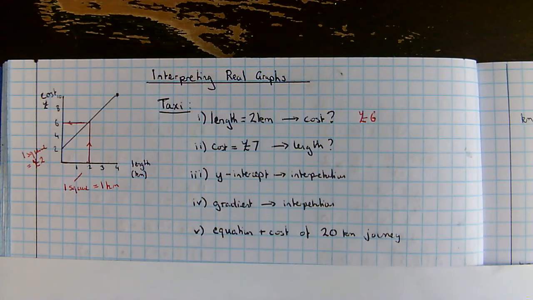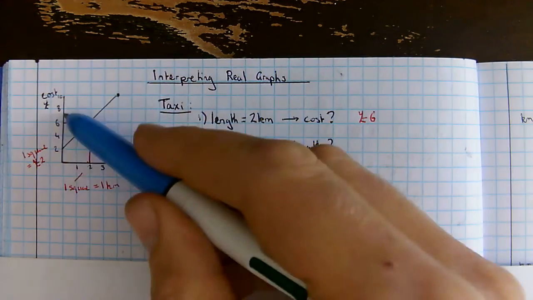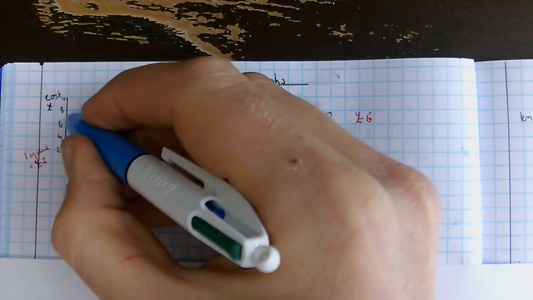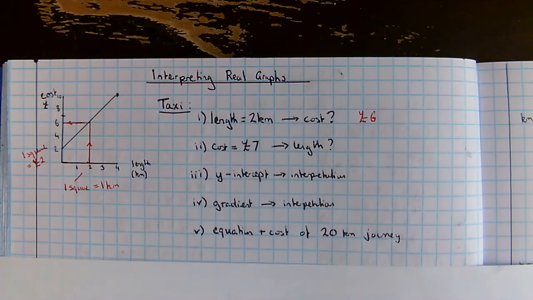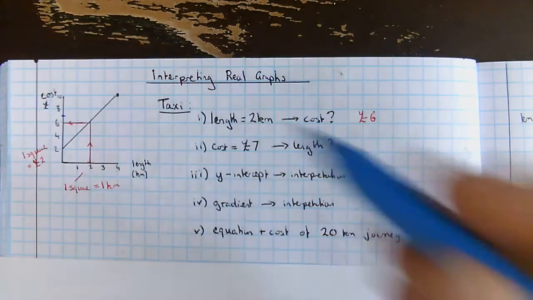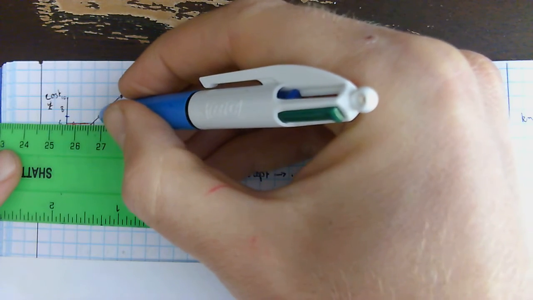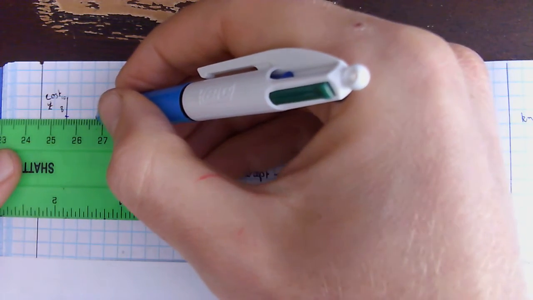Next one, the cost was £7. What is the length? Here it's a bit more complicated because I'm not given £7. So I need to go up on my axis to where 7 is. Well, 7 is going to be halfway between 6 and 8. We need to be really careful with that. If it was £6.50, it would be a bit further down. We need to do it to an incredible degree of accuracy. There's not very much tolerance from examiners for any inaccuracies here.